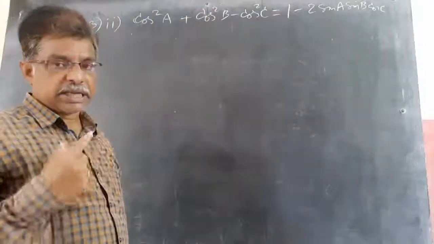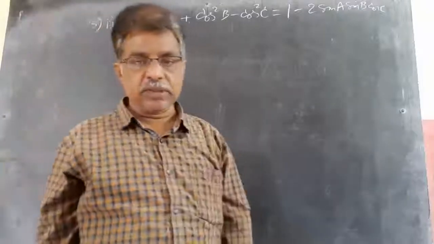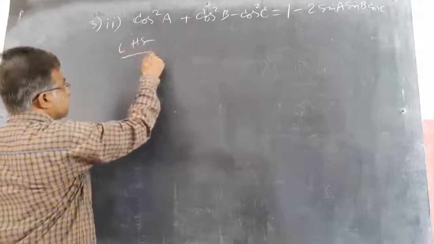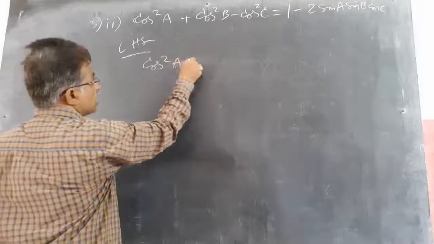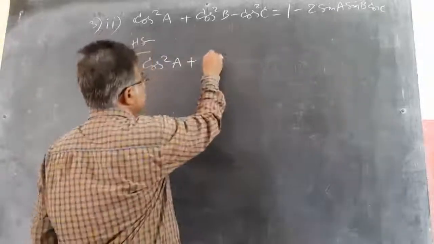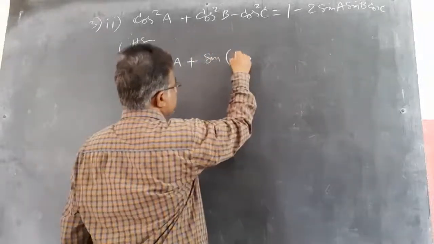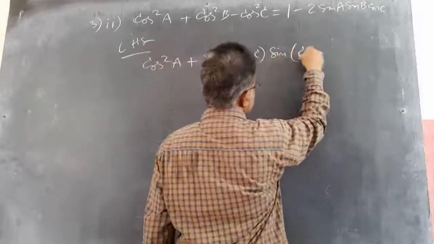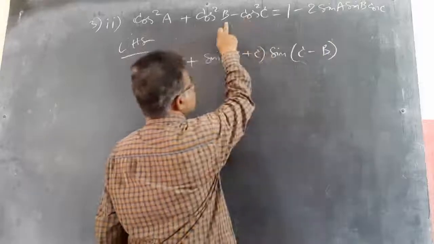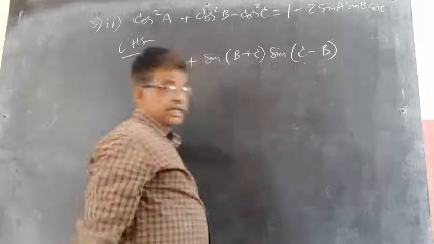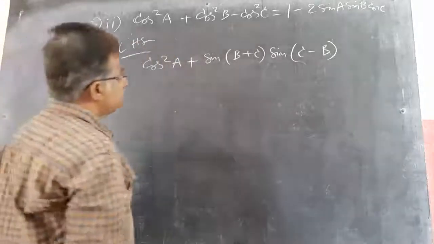I am going for cos square a minus cos square b, which is sin a plus b into sin a minus b. So LHS: cos square a as it is I am writing, plus this is cos square b minus cos square c, which is sin b plus c into sin c minus b. This is b as it is, this is a. So sin a plus b into sin a minus b.